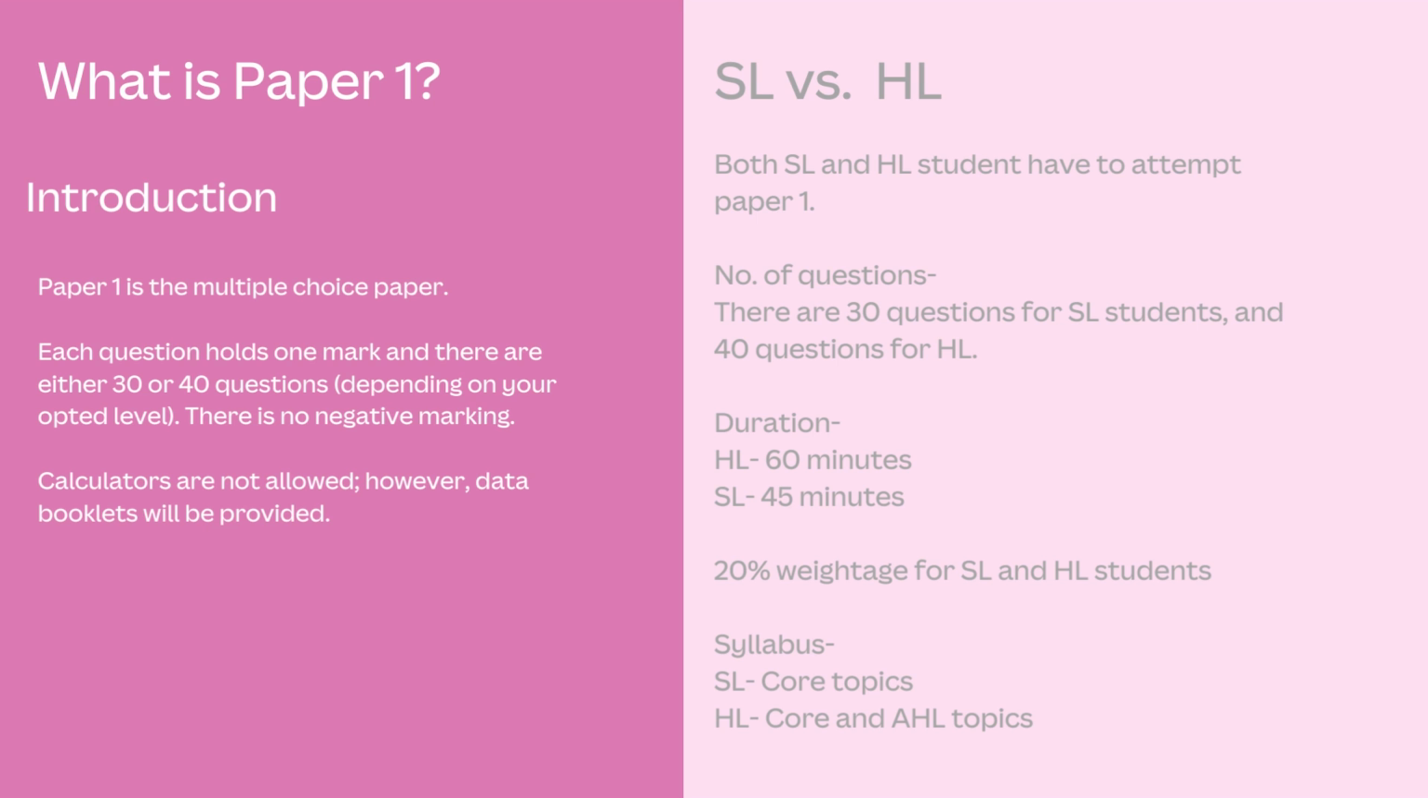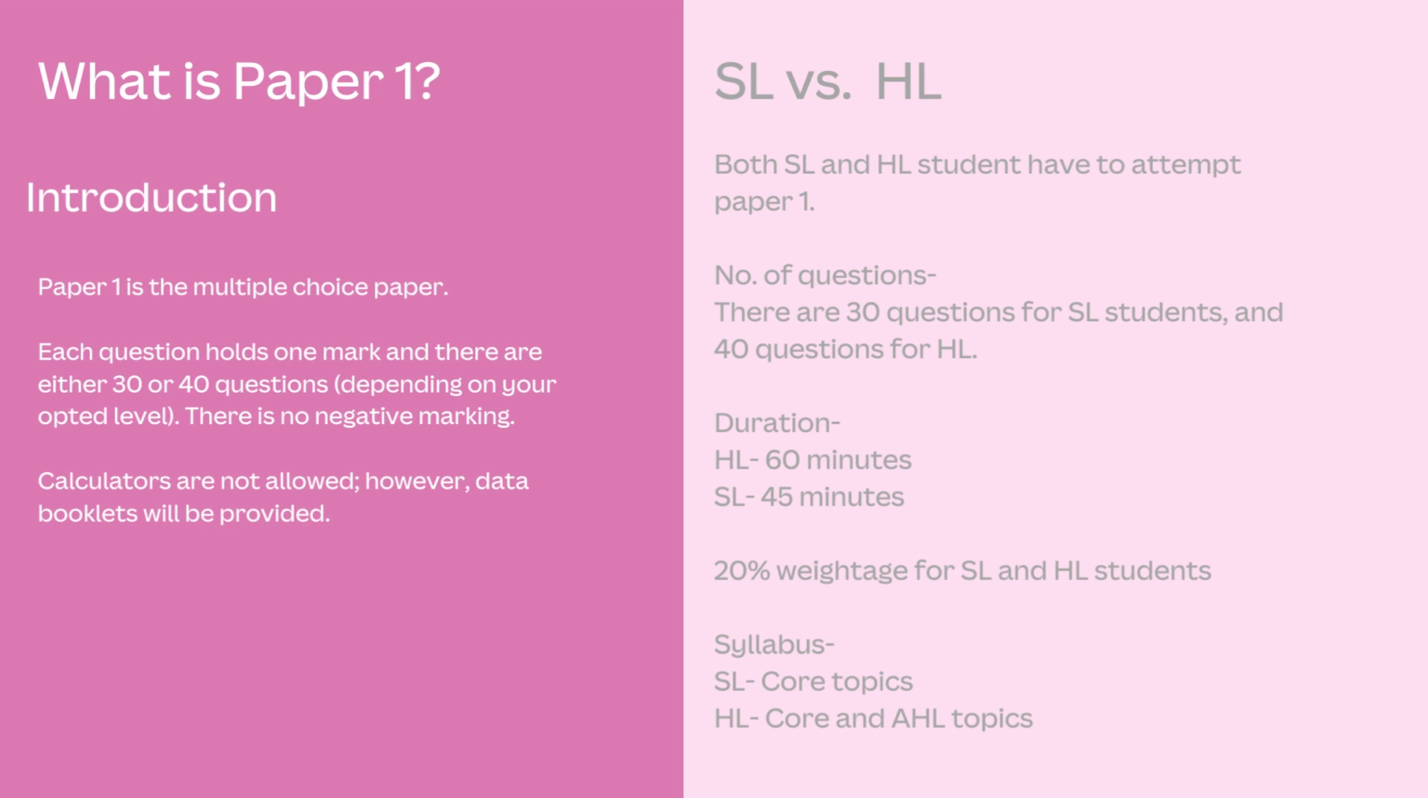The syllabus also slightly varies. For SL students, it will be the core topics, which are basically the SL portions, whereas for HL students, it will be the core topics as well as additional HL topics. So those are the key differences between both of them. Again, not too much to worry about. It actually gets so much simpler as you go on.